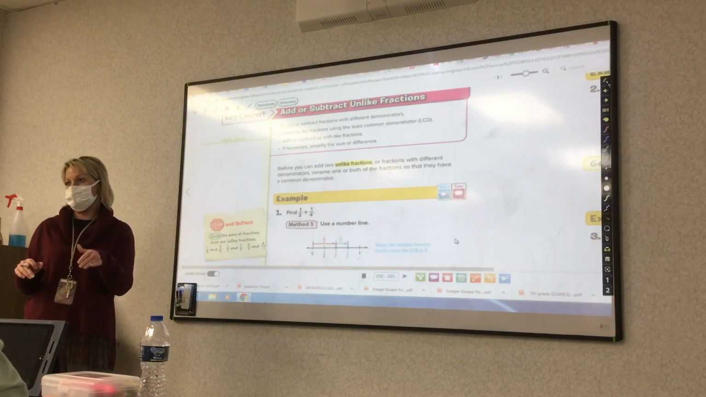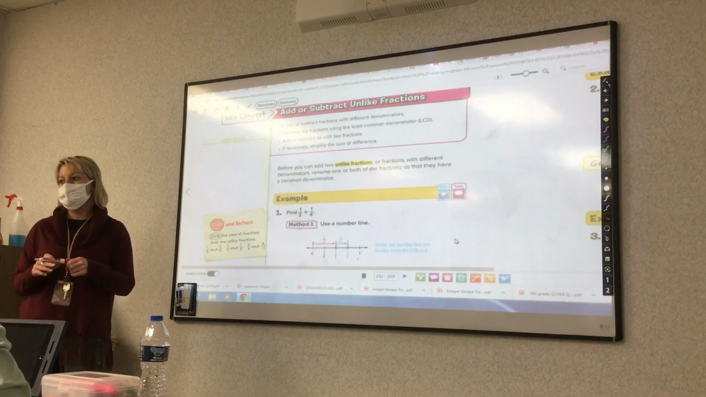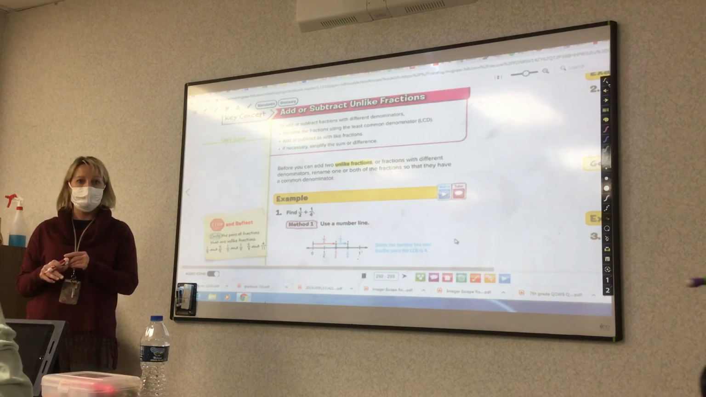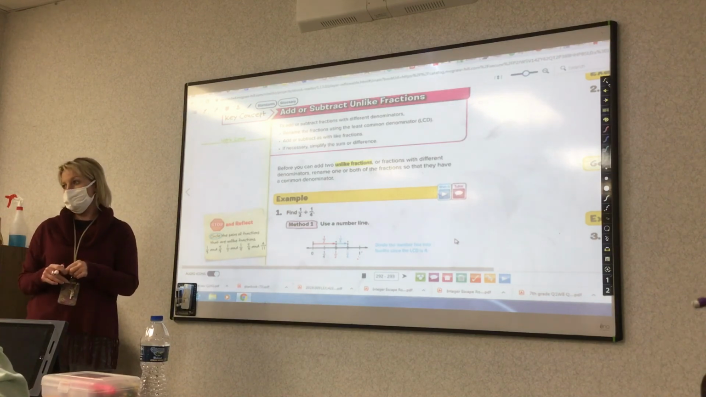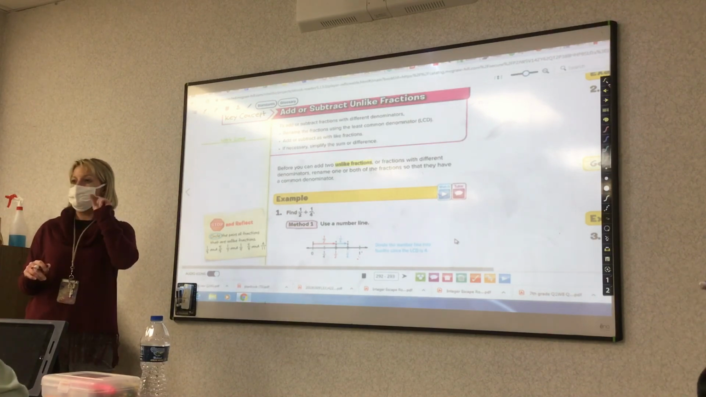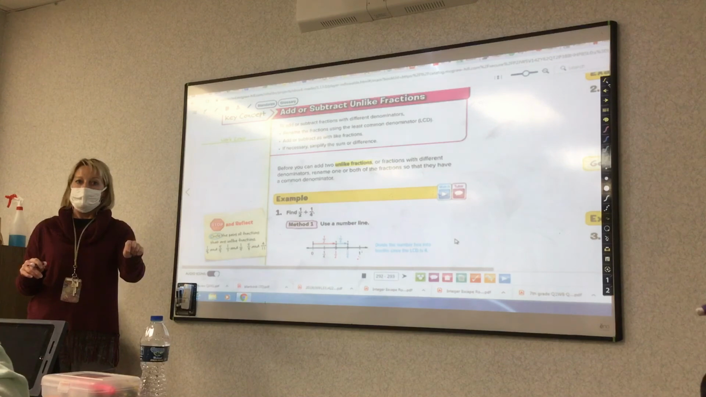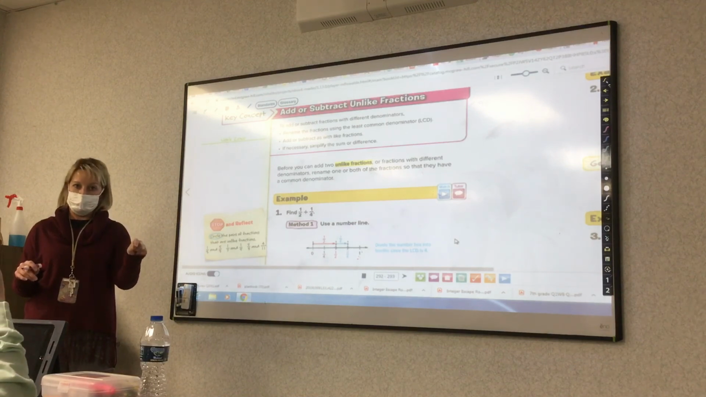You're always going to simplify it, you're always going to reduce it as far as you can, okay? Also in this lesson, you're going to come up with some negative fractions. When we have negative fractions, we have to make sure we follow our integer rules.